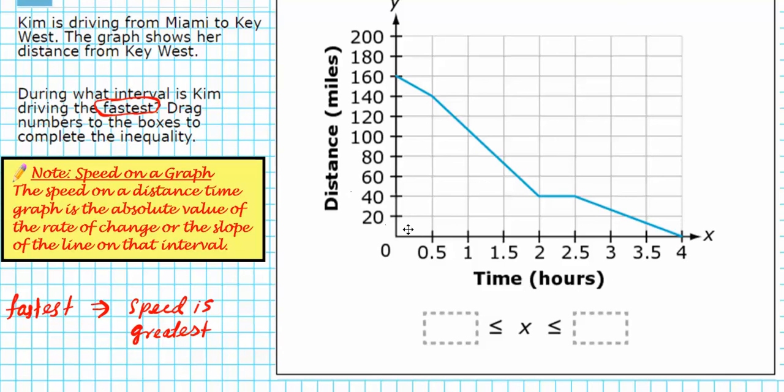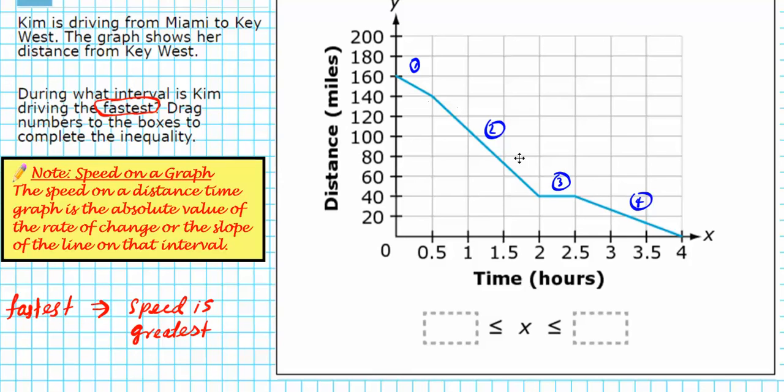Now in the context of a distance time graph, the speed is basically the absolute value of the rate of change, or the absolute value of the slope of the line on that interval. So what we're basically looking at is the slope of the line, the linear components of this distance time graph. Now if you look at it, you notice that there are 4 sections, okay? So we have interval 1 from 0 to 0.5, interval 2 from 0.5 to 2, interval 3 from 2 to 2.5, and interval 4 from 2.5 to 4.